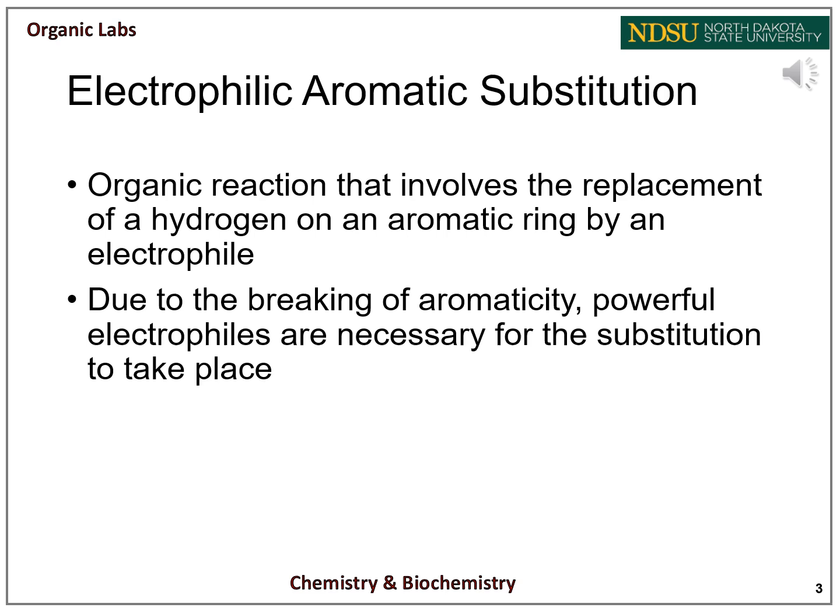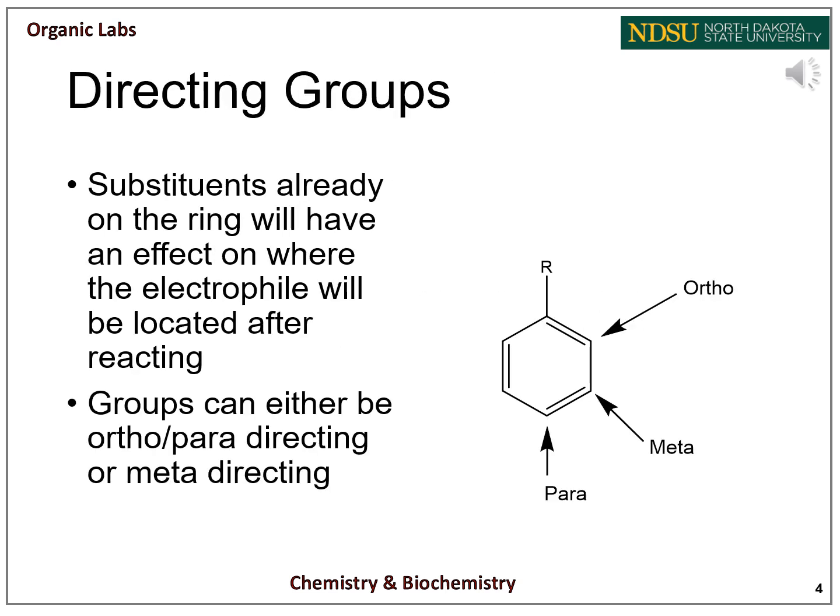The type of reaction that you'll be doing in this lab is called electrophilic aromatic substitution. Electrophilic aromatic substitution is a reaction that involves the replacement of a hydrogen on an aromatic ring by an electrophile. Due to the fact that we are breaking the aromaticity of the ring, strong electrophiles are necessary for this substitution to take place. In electrophilic aromatic substitution, substituents that are already on the ring will have an effect on where the electrophile will be located after the reaction.